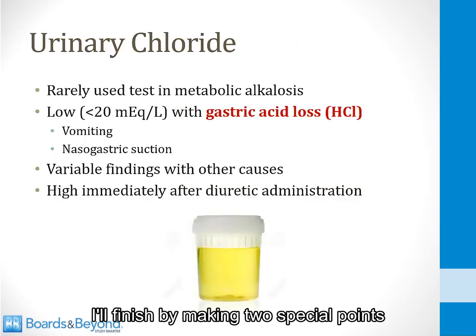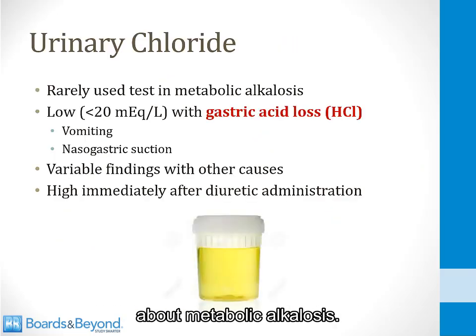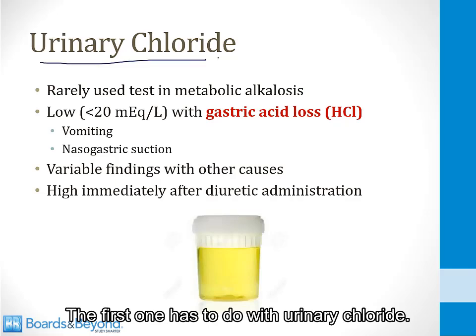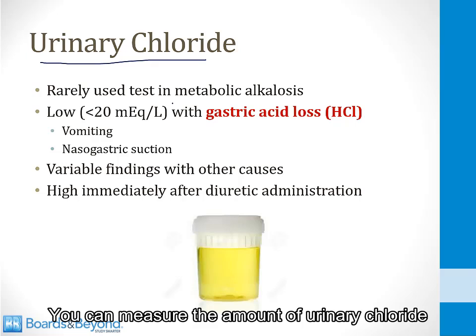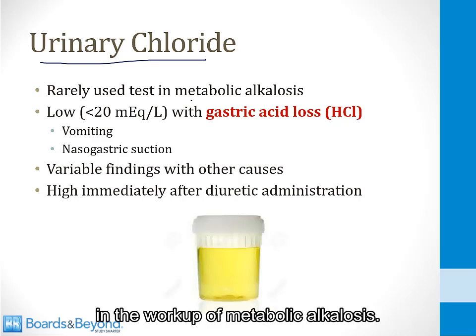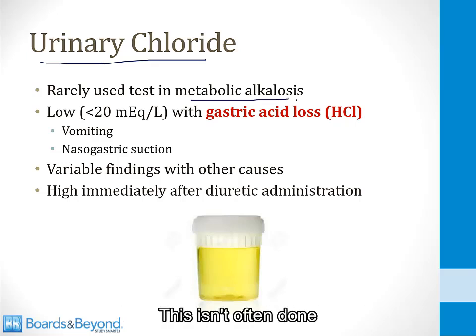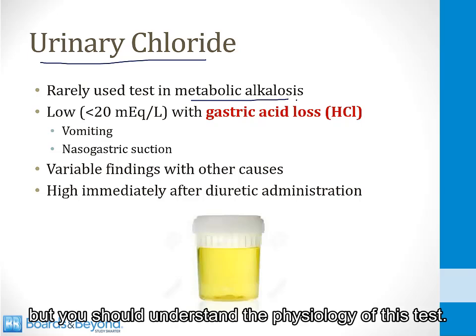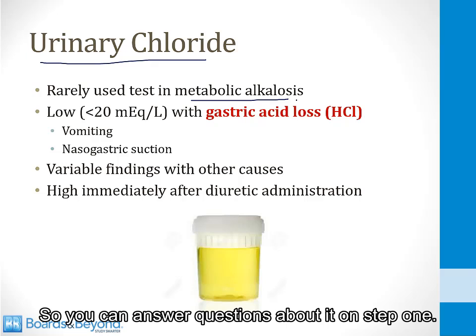I'll finish by making two special points about metabolic alkalosis. The first one has to do with urinary chloride. You can measure the amount of urinary chloride in the workup of metabolic alkalosis. This isn't often done, but you should understand the physiology of this test so you can answer questions about it on Step 1.